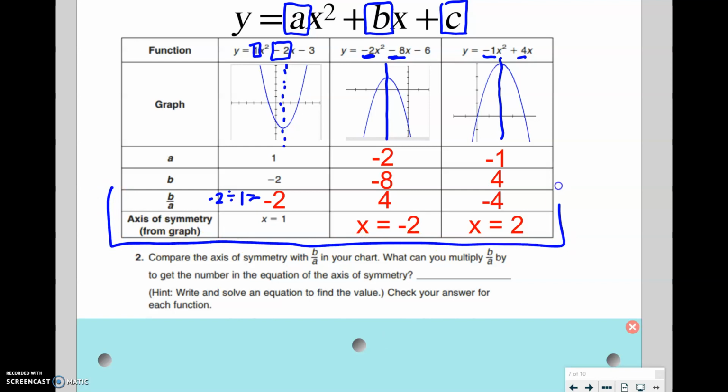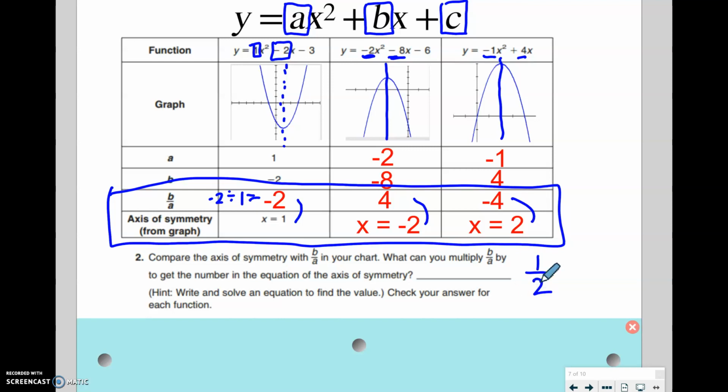If I'm looking at what I got when I did b divided by a and what I got when I looked at the axis of symmetry from the graph, what's the pattern? So if I go -2 to 1, first thing I notice is I'm always taking half, like just ignore the negatives right now. 2, 1, 4, 2, 4, 2.